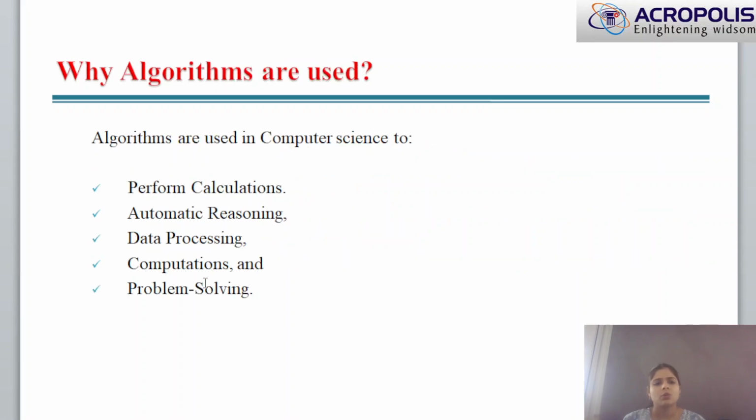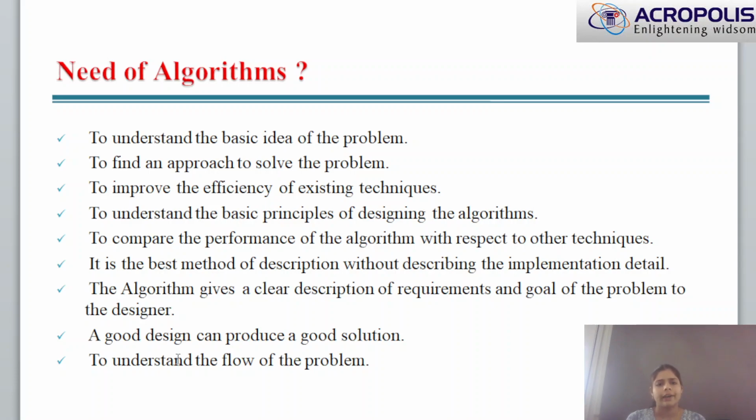Why are algorithms used? Algorithms are used in computer science to perform calculations, automatic reasoning, data processing, computations, and problem solving. So why do we need algorithms? We need algorithms to understand the basic idea of a problem, to find an approach to solve a problem, to improve the efficiency of existing techniques, to understand the basic principles of designing an algorithm, and to compare the performance of an algorithm with respect to other techniques.